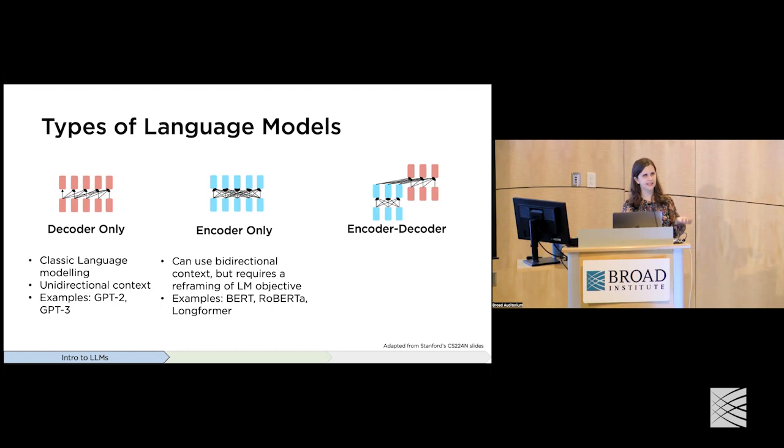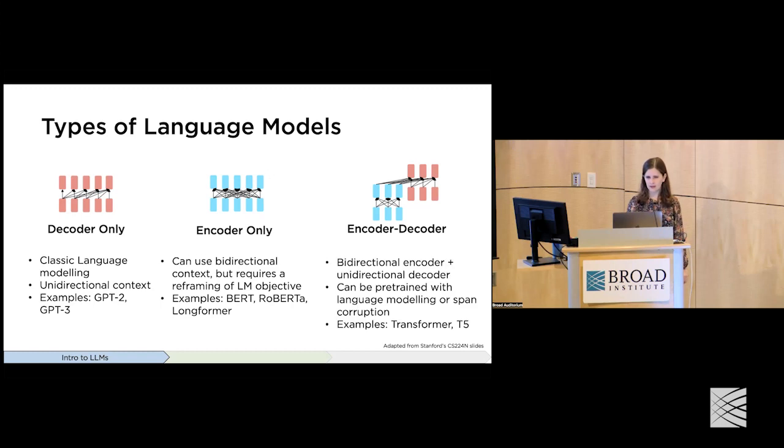Now, because you're using this bidirectional context, you can't use that classic language modeling objective, or else you'd be giving the model access to the part of the sentence that it's trying to predict. So using these models requires a reformulation of that language modeling objective. Examples of this kind of model include BERT, RoBERTa, and Longformer. We'll go into details, especially about BERT, later on.